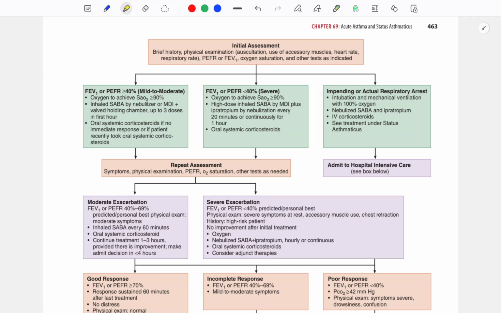So how will you treat asthma? First is initial assessment. You will take history, do physical examination and auscultate the patient, see the use of accessory muscles, his vitals, peak expiratory flow rate and FEV1, SpO2 and other tests. We will decide based upon the PEFR. If the FEV1 or PEFR is more than 40%, it is mild to moderate. If it is 25 to 40, it is severe. And if it is less than 25, it is life-threatening.